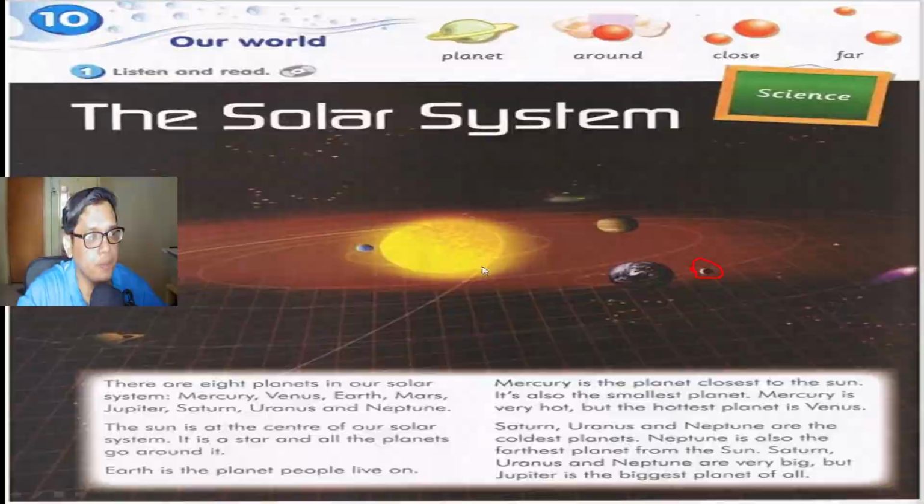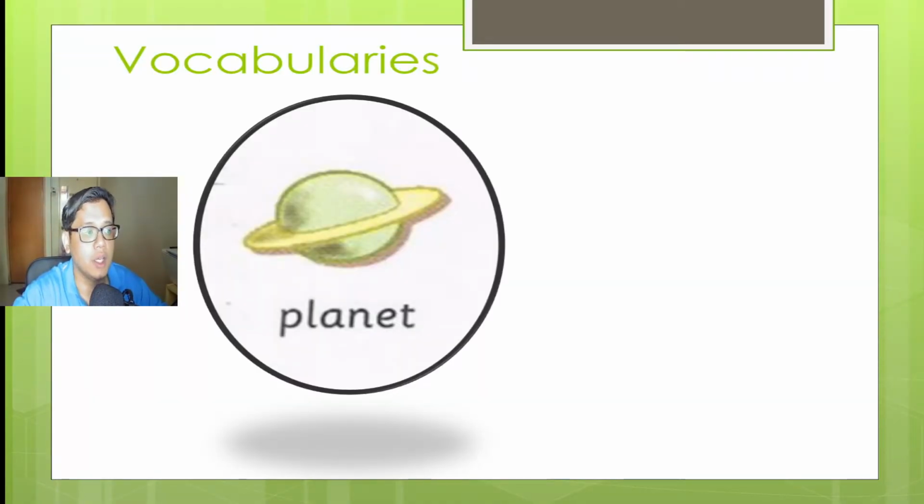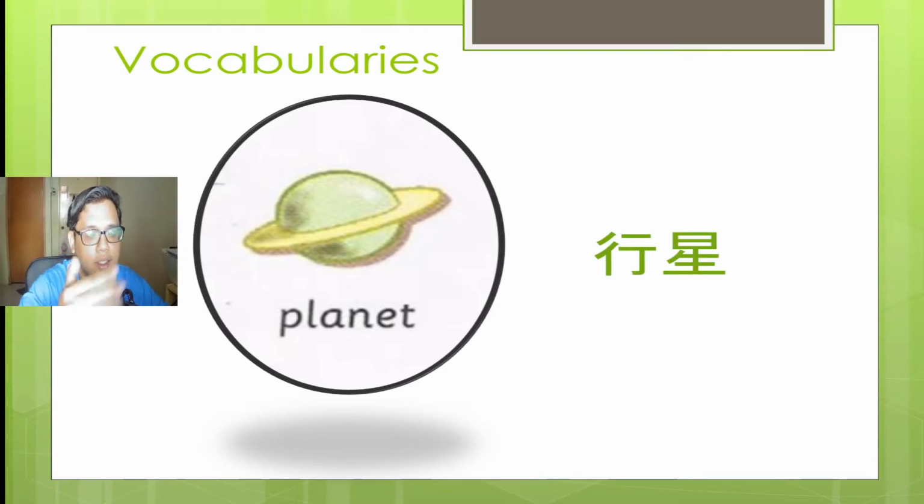Now, before we start, let's learn some vocabulary. Everybody follow me and say these words. Number one, planet. Planet. What is planet in Chinese? This is the meaning of planet in Chinese. Where we live now is called planet Earth. That is a planet.